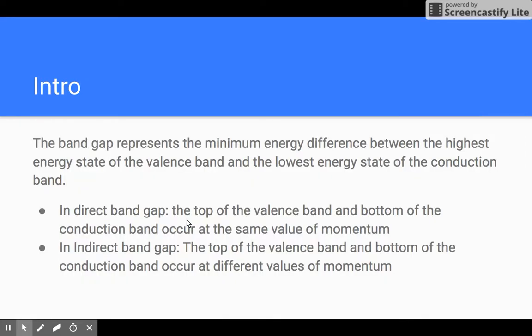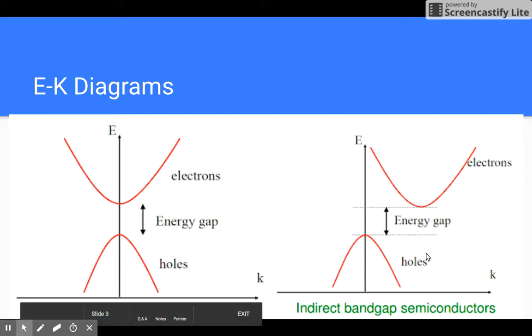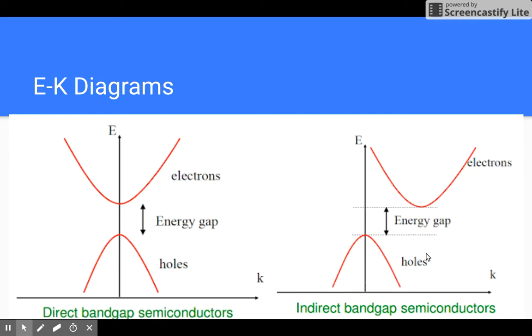Whereas in an indirect band gap semiconductor, the maximum energy of the valence band occurs at a different value of the momentum to the minimum of the conduction band energy. If we look at this graph of indirect band gap semiconductors, here the minimum of the conduction band and the maximum of the valence band are not at the same point on the x-axis, or the k vector.